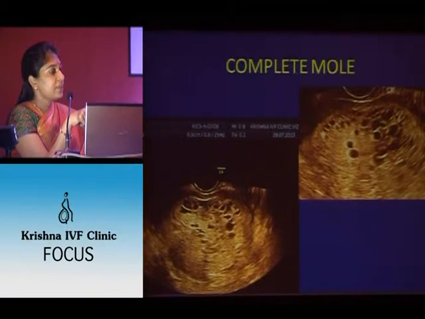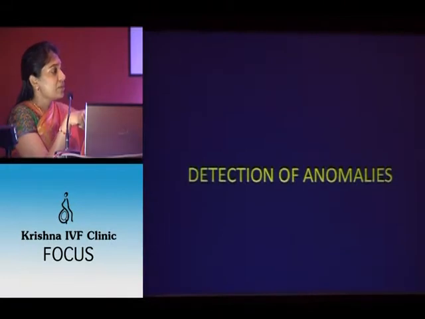And this is a complete mole. There is no fetal tissue, but we can see the nice snowstorm appearance. So coming to the detection of anomalies before 11 weeks is really a question mark, and we can actually suspect anomalies. We cannot diagnose anomalies so early.